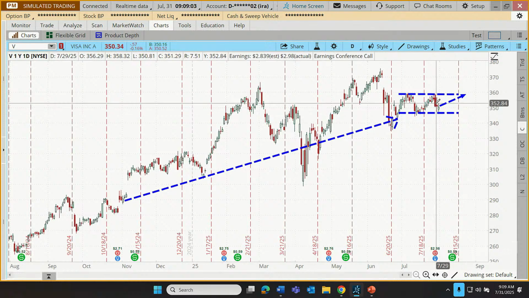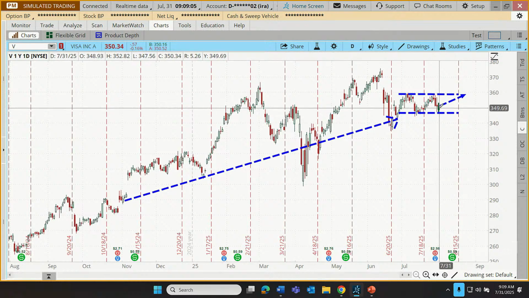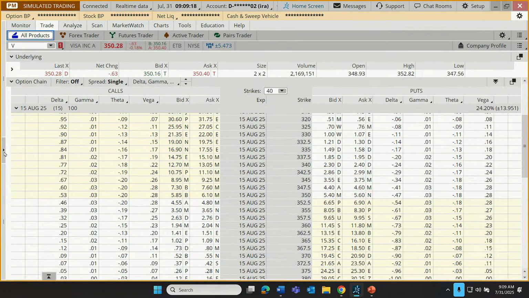Okay. But now let's move on to the planning of this trade. So we're building upon the work that we've already done. Let's build the trade itself. And I'm going to go over here to the trade tab and build our long call vertical spread.